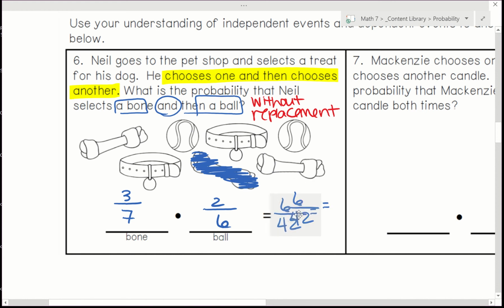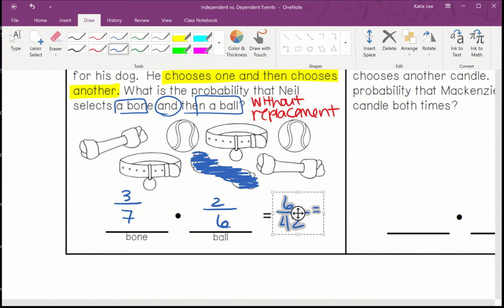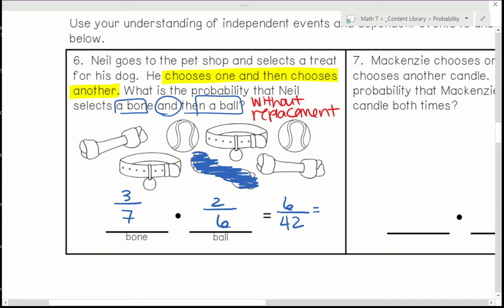Or you can multiply on the diagonals, simplify on the diagonals. We can look at 3 and 6. What number goes into 3? What number goes into 6? Well, both numbers have 3 go into it as a factor. So we can cross simplify like this, and we'll get 2 out of 21, which is the simplified version.